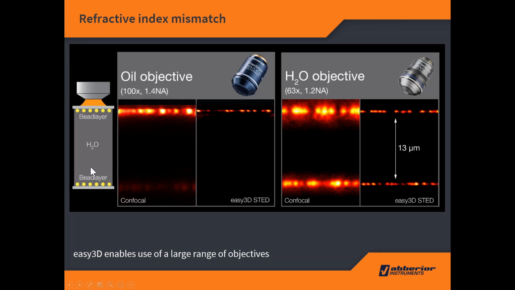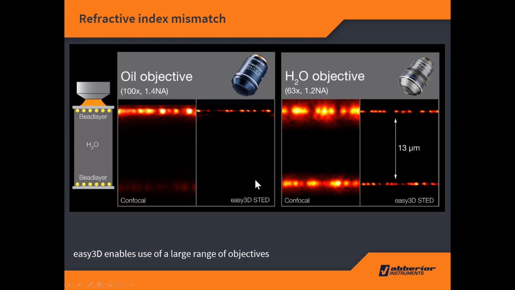Going deeper into the sample though, the mismatch will cause aberrations, which make the image much, much dimmer in confocal mode, and we have seen this in normal confocal microscopes as well. In 3D STED mode, we can see that there's nearly no image left at this depth. As normal, 3D STED is much more easily affected by these mismatches than the normal confocal image. What can we do against that?